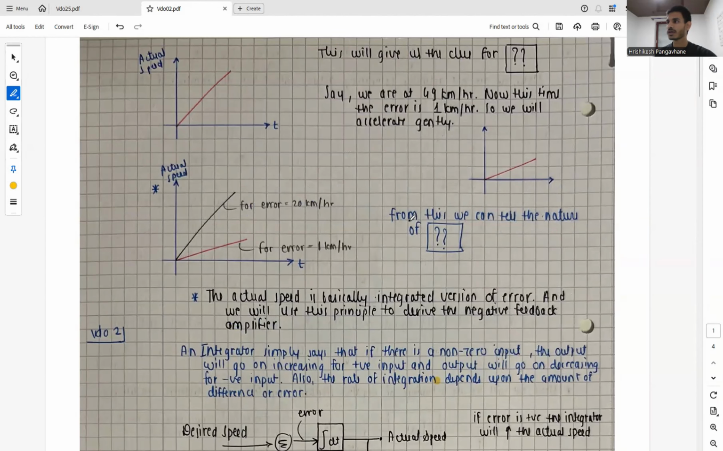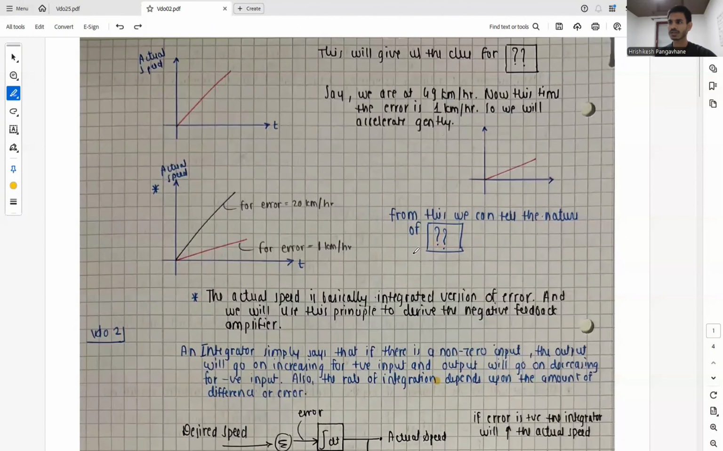And in the previous video, we saw some curves of actual speed over time. And we saw that if the error is greater, then the slope of this curve is also greater. And when we have a very small error, then the slope of this curve is also small. And we also saw the behavior of this box, and from this, we could tell the nature of this box.